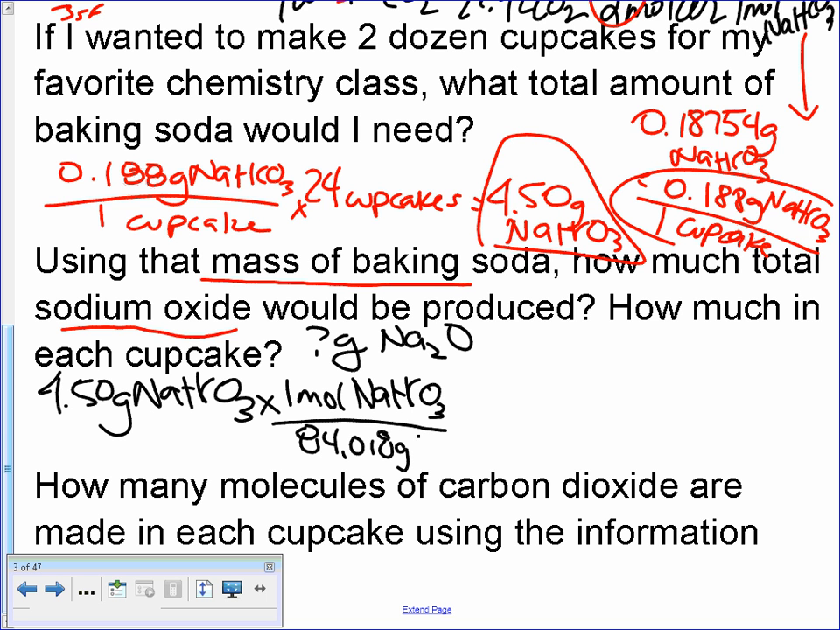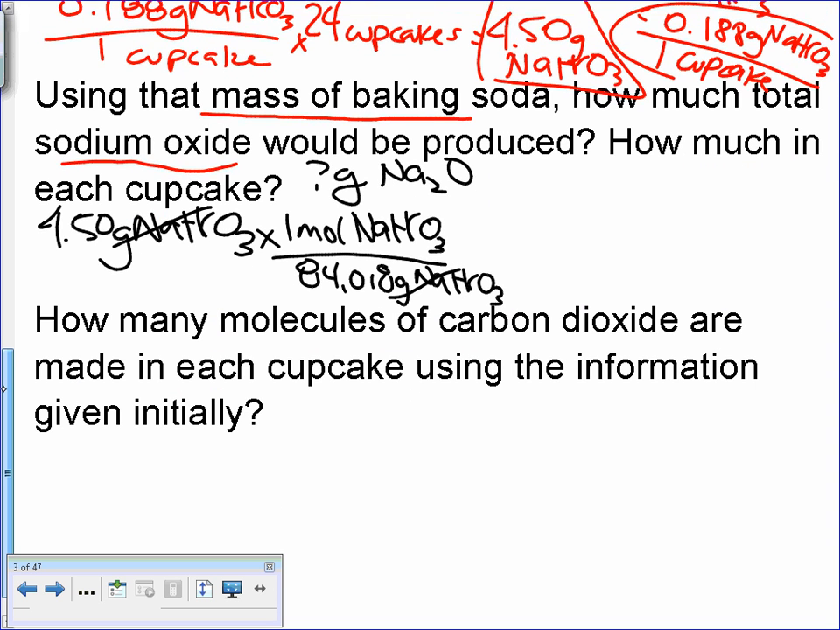84.018. That helps us cancel grams of sodium bicarbonate with grams of sodium bicarbonate. Now I'm in moles of sodium bicarbonate. Who cares about sodium bicarbonate? Who do we care about? Sodium oxide.